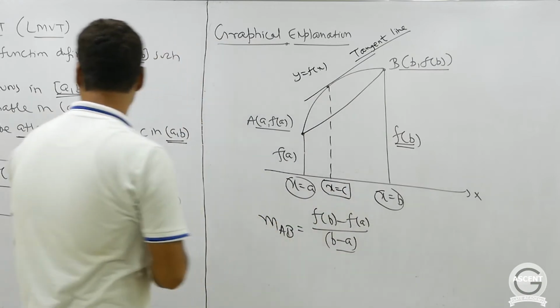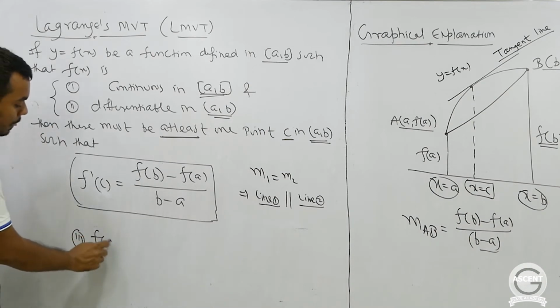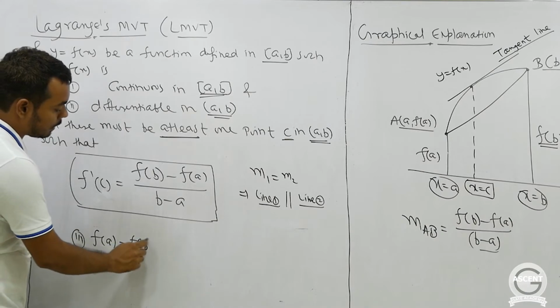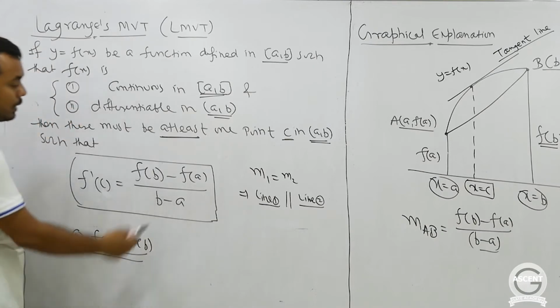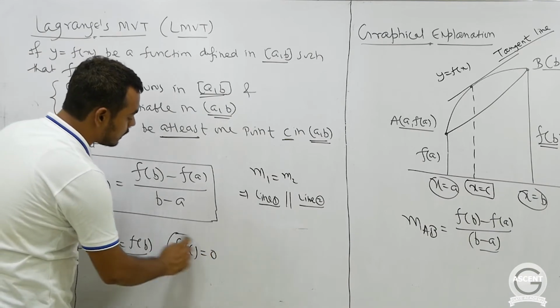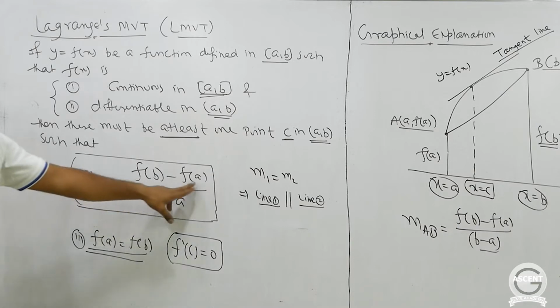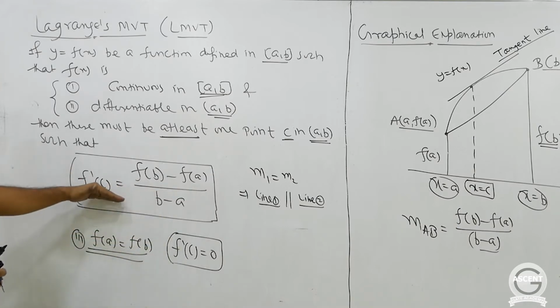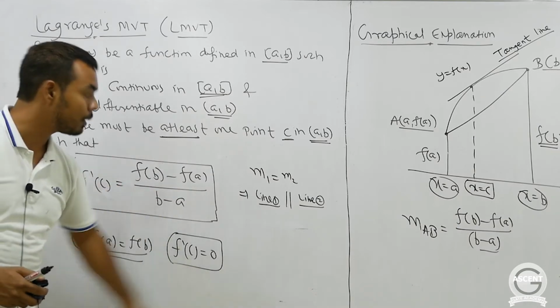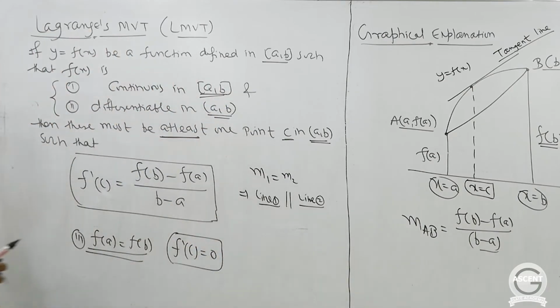And from this theorem you can also see that if you use the conditions of Rolle's theorem, the third statement of Rolle's theorem was f of a equals f of b. Now if f of a equals f of b, then f dash c will be 0. So Rolle's theorem is nothing but a special case of Lagrange's mean value theorem where f of a and f of b are the same. This is the general formula and Rolle's theorem can be derived from here, but those two theorems were developed independently. So this was all about Lagrange's mean value theorem.